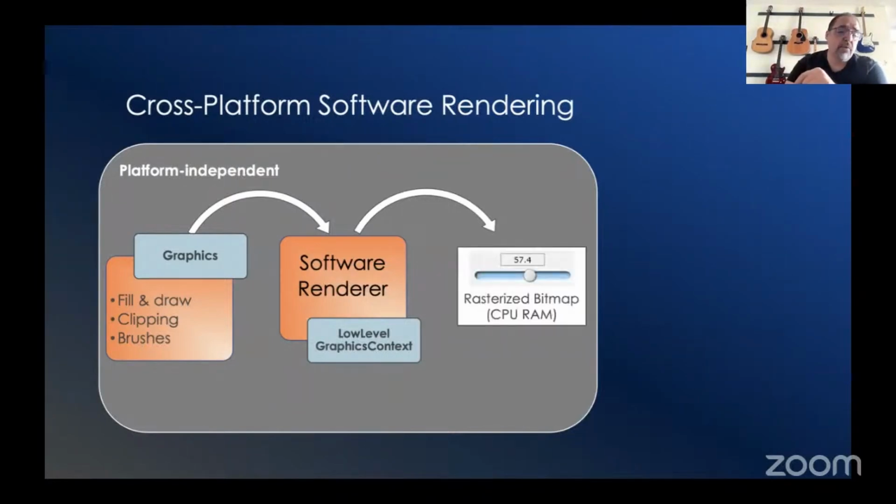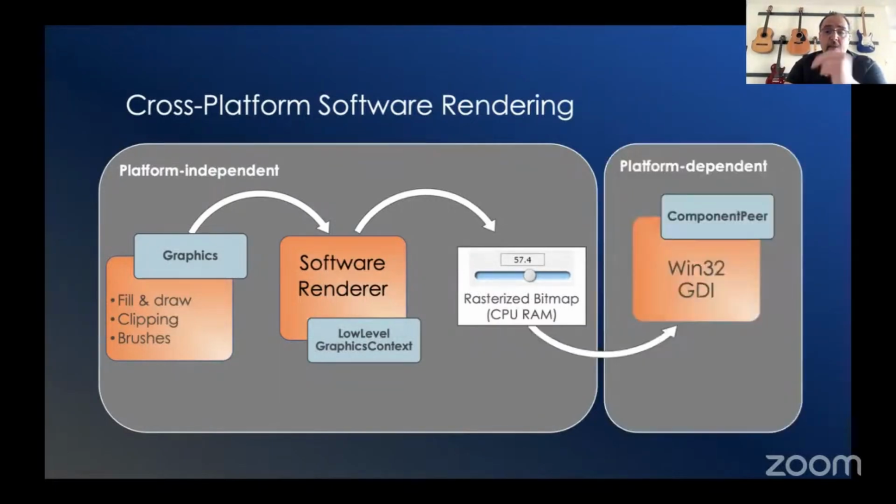The task of the software renderer is to fill a bitmap, to rasterize a bitmap in CPU memory, which is then passed to the screen using some platform-dependent API. In this case, it's the Graphics Device Interface API on Windows. But of course, on Mac or Linux or iPhone, it would be different depending on the platform.